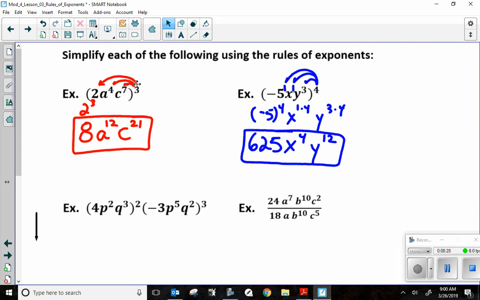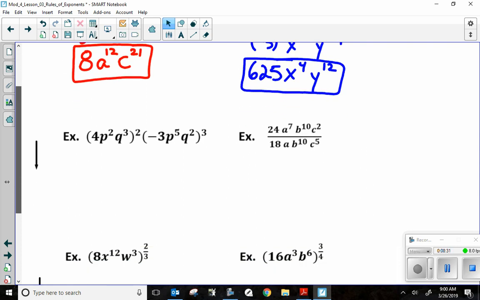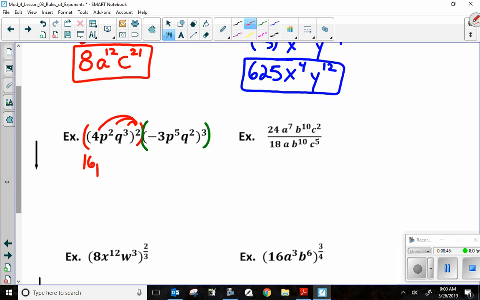All right, let's do the next one on the left-hand side. I'm going to do this separately, and then I'm going to do this separately because it looks like I have to multiply them together. So let's apply this 2 to everything in here. 4 squared is 16. P, 2 times 2 is 4. Q, 3 times 2 is 6. Times negative 3 cubed is negative 27. P, 5 times 3 is 15. And Q, 2 times 3 is 6.